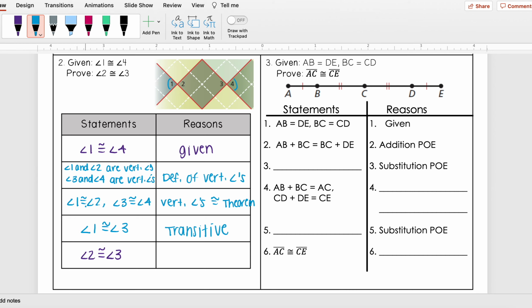And now, since angle 1 is congruent to angle 2 and angle 1 is also congruent to angle 3, I can then say that angle 2 is congruent to angle 3 using the transitive property again.